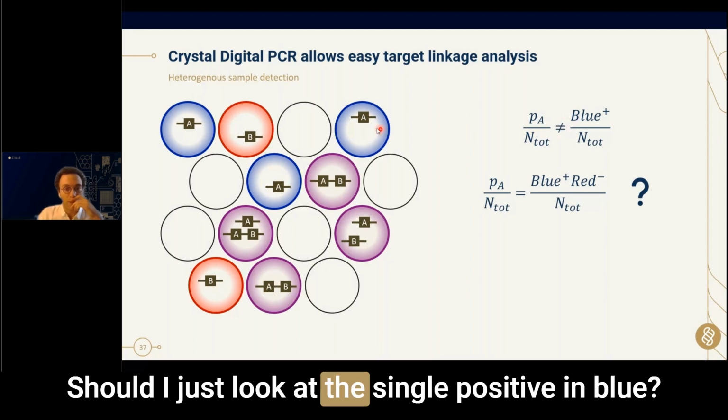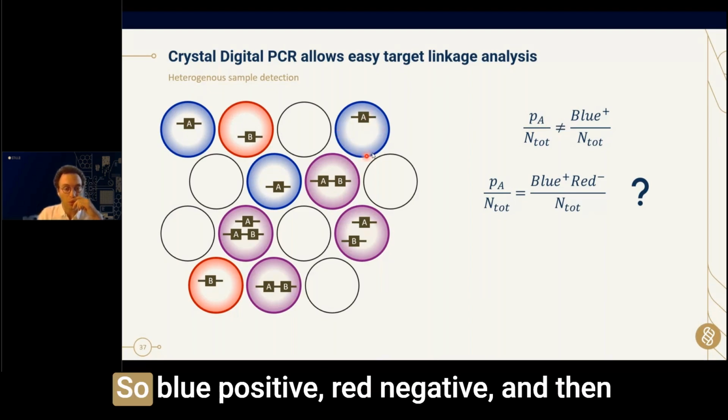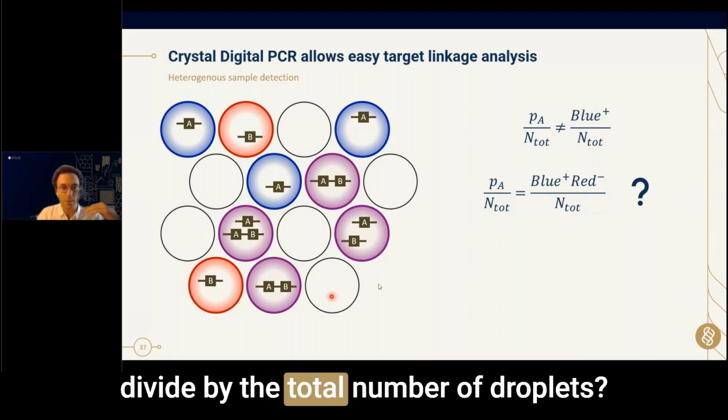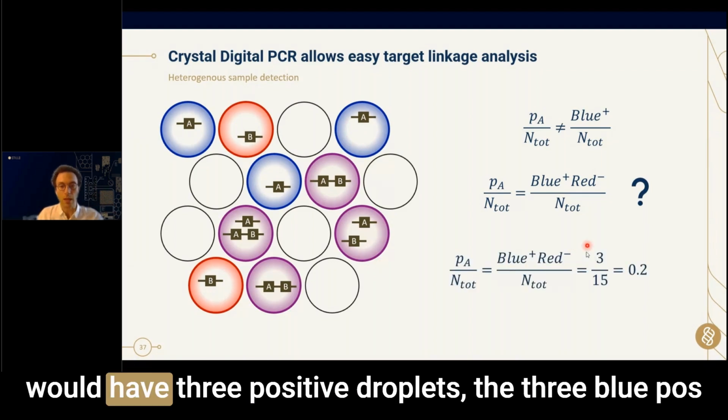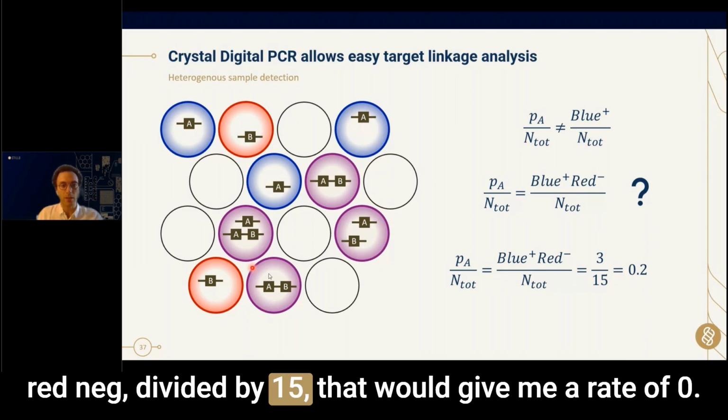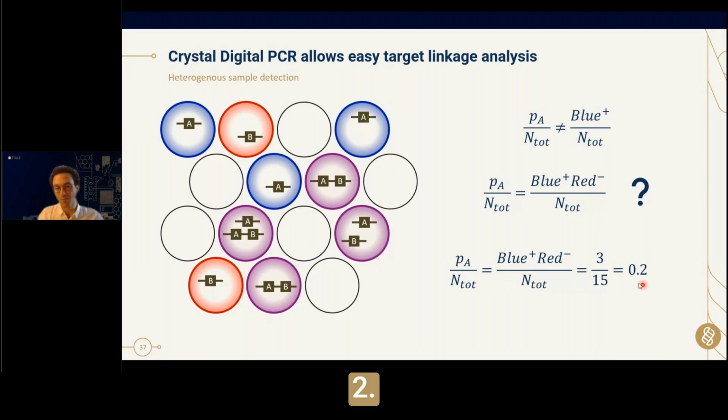Should I just look at the single positive in blue, so blue positive, red negative, and then divide by the total number of droplets? Well, that would also be wrong because in this case, I would have 3 positive droplets, the 3 blue positive red negative, divided by 15, that would give me a rate of 0.2. When actually, if you remember correctly, I should find 0.33.